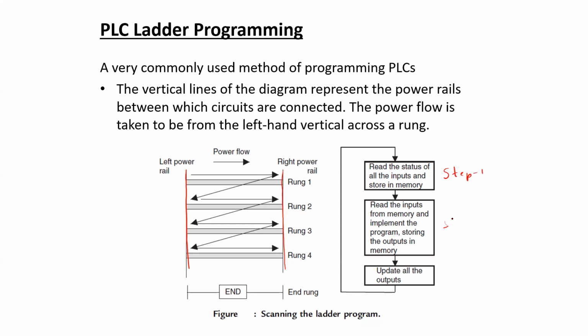In this sequence, the instructions are executed, and the execution process takes the three steps that were discussed earlier: step 1, step 2, step 3. That is, storing the inputs, then executing the program in terms of the stored inputs, and then, based on the outputs which are stored in the second step, updating the signals at the output ports.